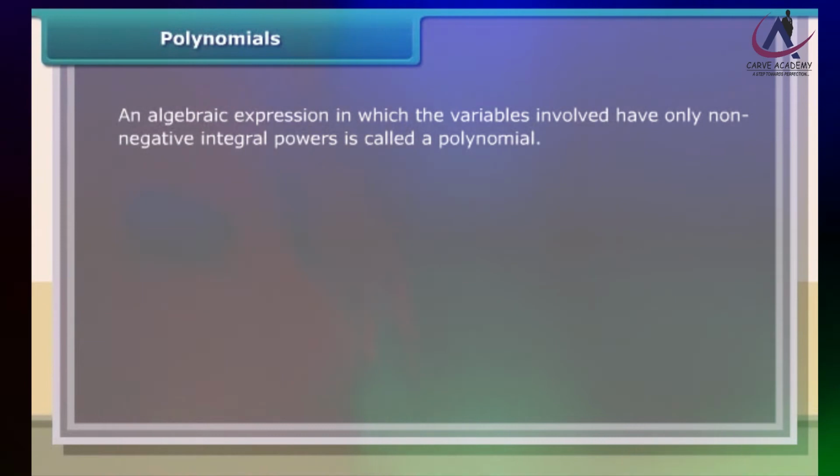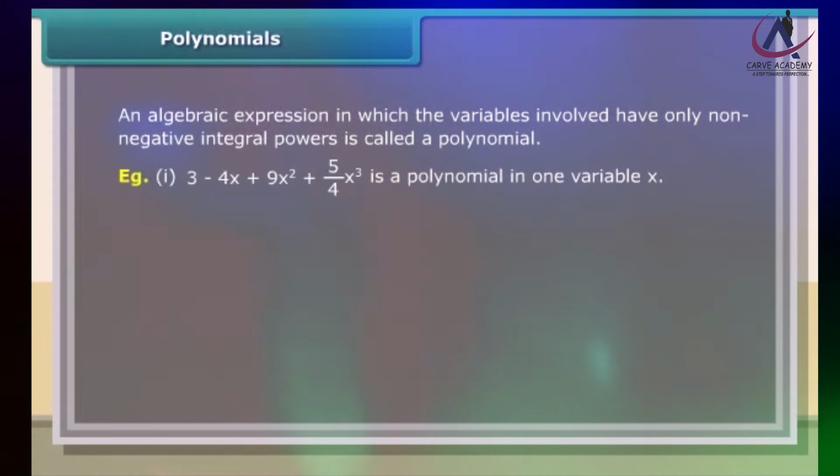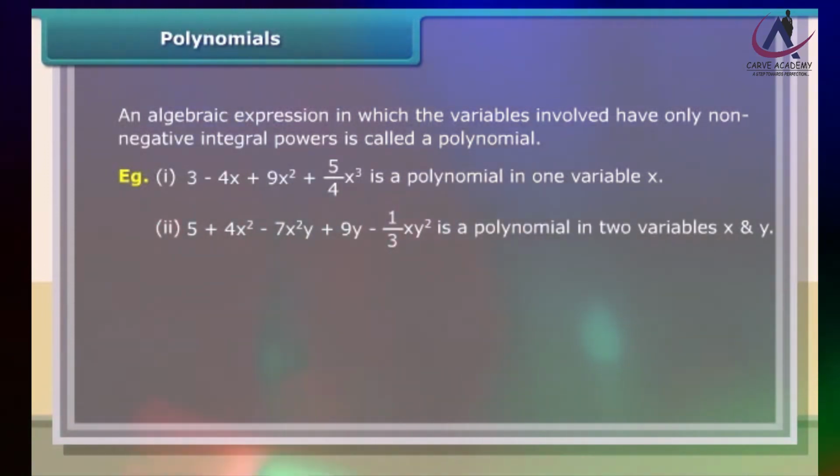Polynomials. An algebraic expression in which the variables involved have only non-negative integral powers is called a polynomial. Examples: 1. 3 minus 4x plus 9x square plus 5 by 4 x cube is a polynomial in one variable x. 2. 5 plus 4x square minus 7x square y plus 9y minus 1 upon 3 xy square is a polynomial in two variables x and y.